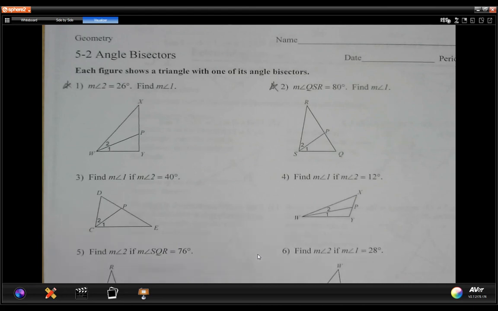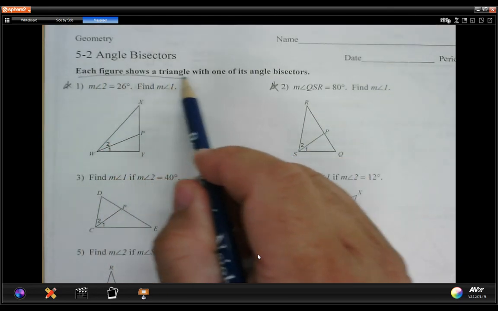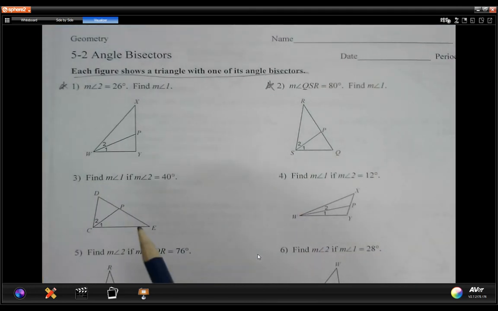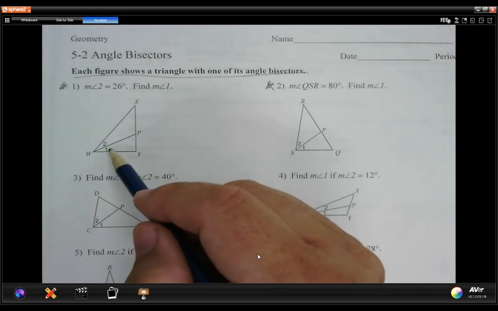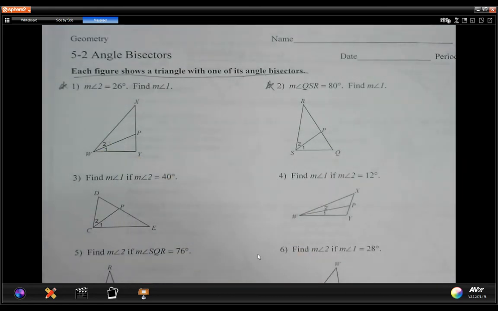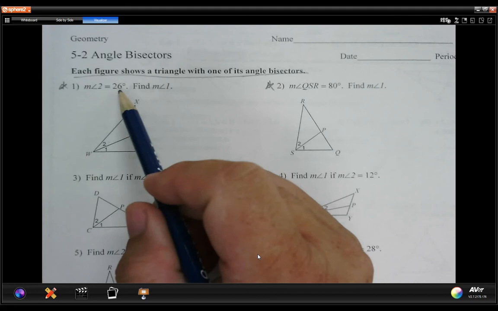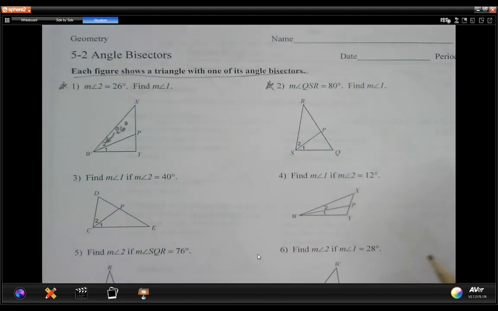So 5-2 angle bisectors. It says each figure shows a triangle with one of its angle bisectors. So it's telling you here in the instructions, which is why it's so important to read instructions, that this is an angle bisector. In other words, angle 1 has to be the same as angle 2, which actually answers this first question for us quite nicely. It tells us that the measure of angle 2 is 26 degrees. This angle right here is 26 degrees.